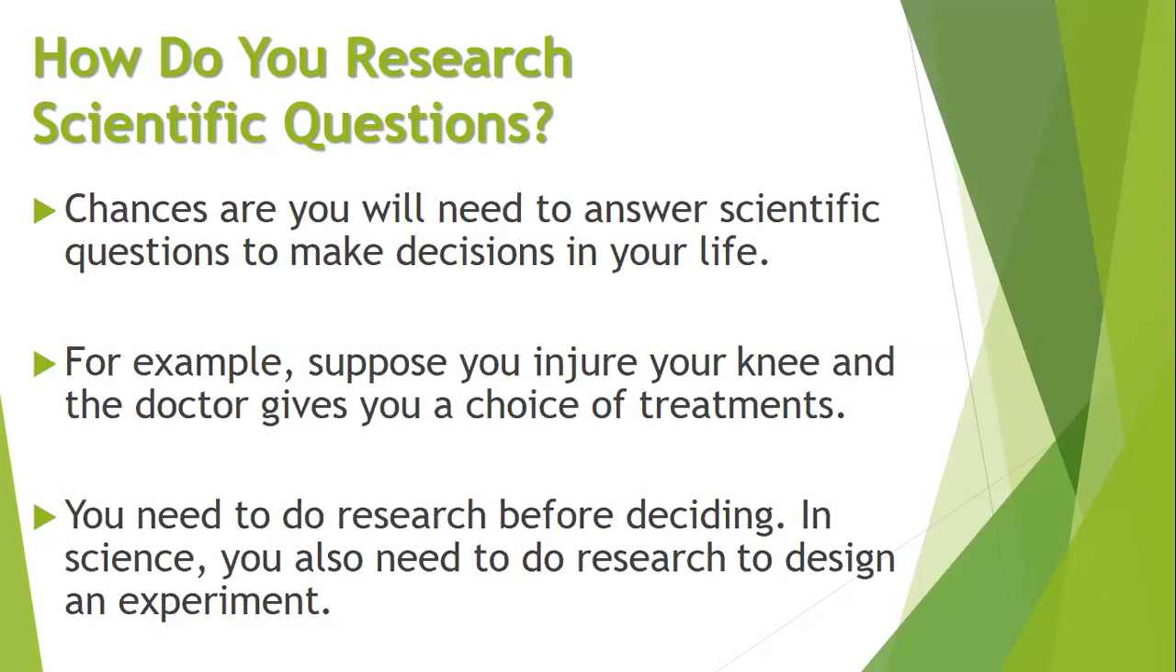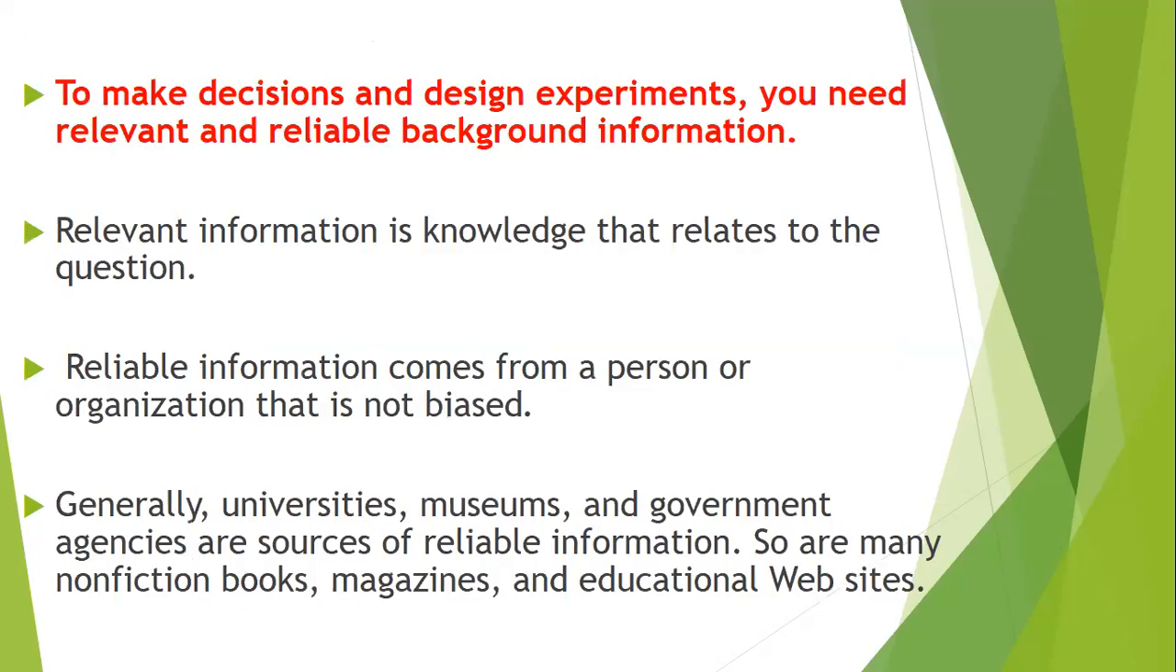In science, you also need to do research to design an experiment. So to make decisions and design experiments, you need relevant and reliable background information. The relevant one will be related to the decision and the experiment you are going to design. And reliable, it must be a trustable source in order to see that your information is truthful, good for you, and useful too. Relevant information is knowledge that relates to the question.